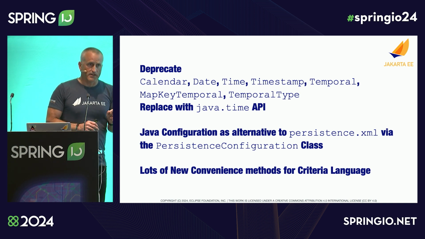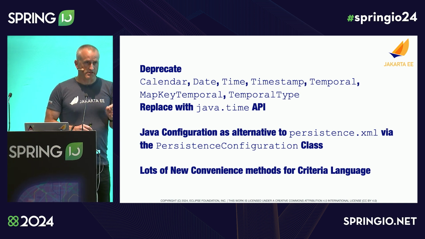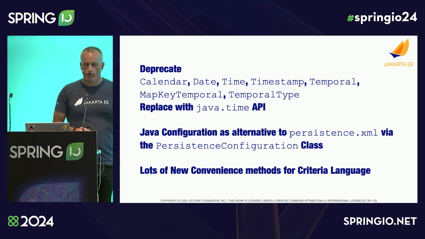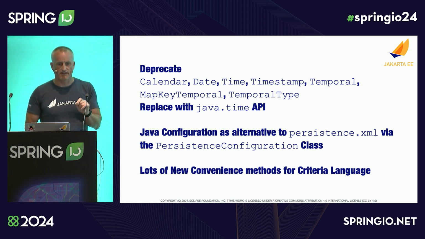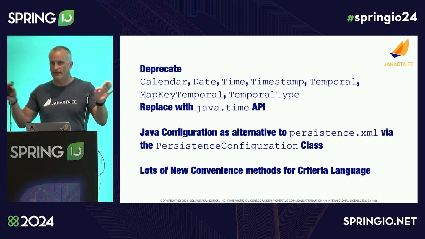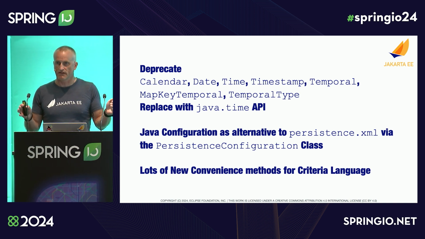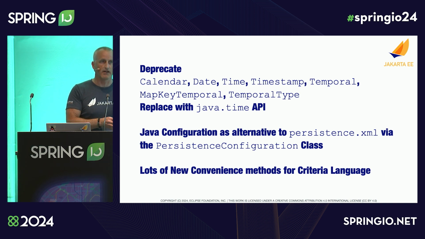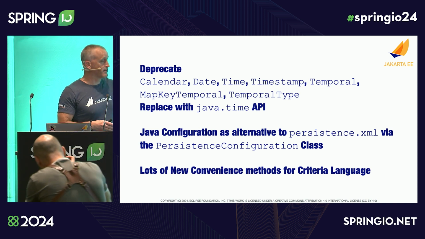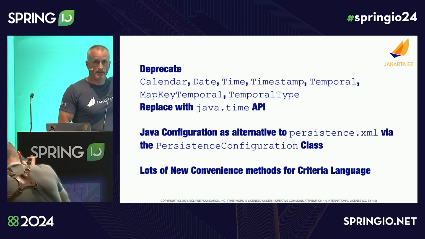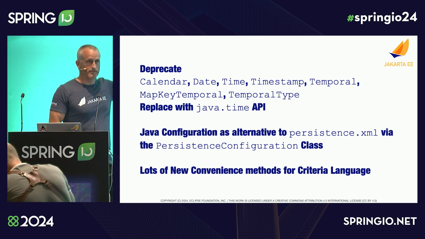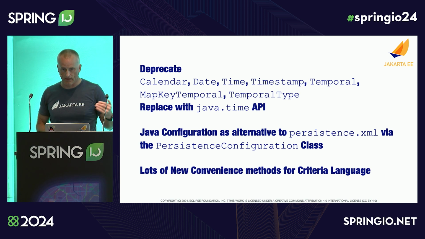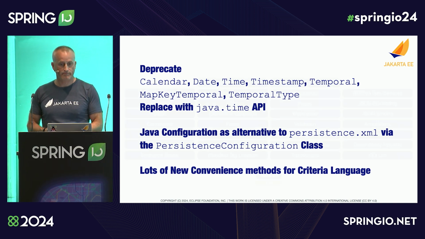They're doing a lot of updates in Persistence 3.2, a lot of convenience methods for the criteria language and stuff. But what's more important for you is that they're deprecating the old Calendar, Date, Time and Timestamp and those kind of things. So if you're using that in your application, you need to move to the Java Time API before they remove it. It's not removed in this release, but sooner or later it's going away. So go to the Java Time API if you haven't done that yet.